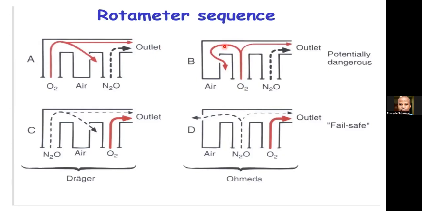If it's in the middle, some of the oxygen can go this way, then you dilute the oxygen and you can give a hypoxic gas mixture. But if it's nitrous oxide that's lost, I'm sure that's not dangerous, as you can see. So always oxygen last to join the common gas outlet, and it should be in this position to achieve that.